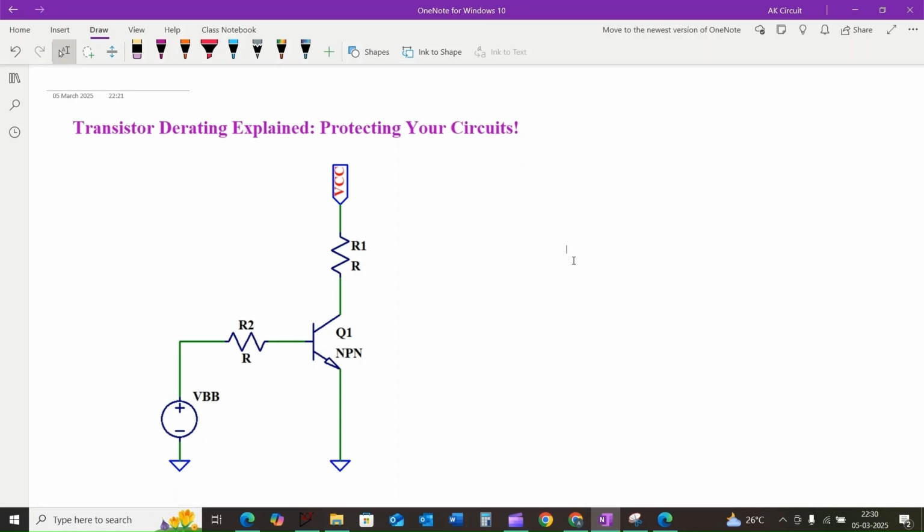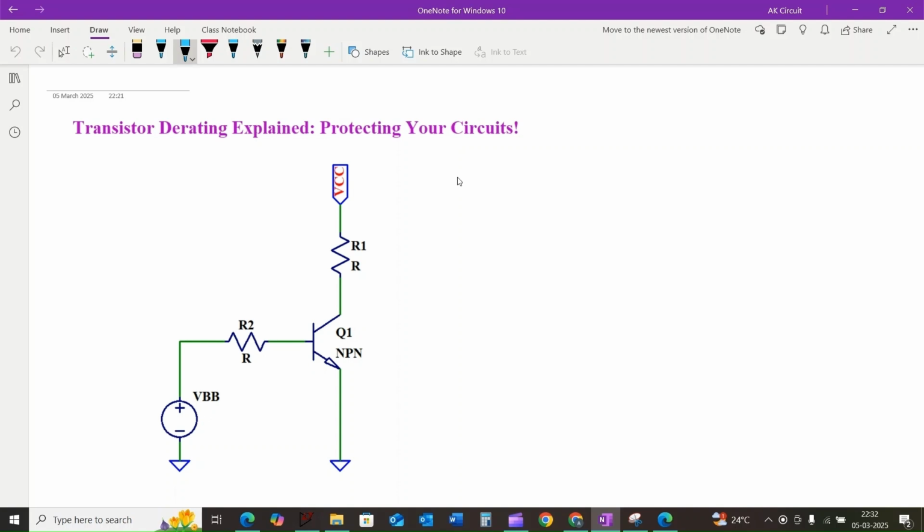Today we are discussing the working principle of transistor derating. Imagine we are building a circuit and our transistor is working perfectly at room temperature. But what happens when things heat up? That's where derating comes into the picture. So what exactly is transistor derating?